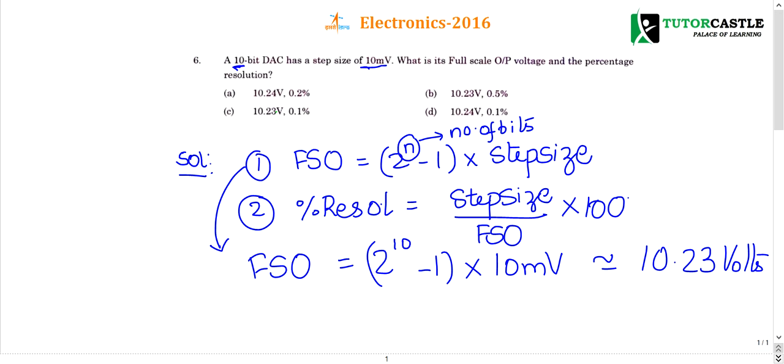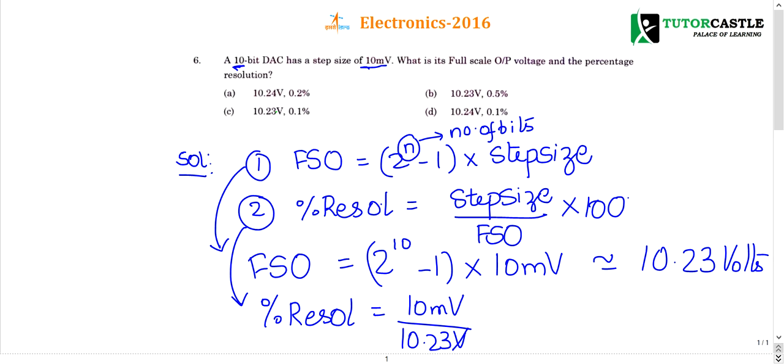Next, percentage of resolution. This is nothing but step size. Step size is already given, 10 millivolts, divided by FSO. FSO is 10.23 volts. Volts and volts get cancelled, into 100. So on simplifying this, you'll get an approximate answer of 0.1%. So the right choice is option C.